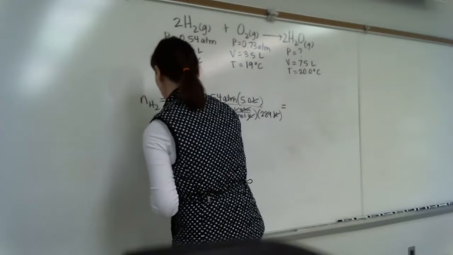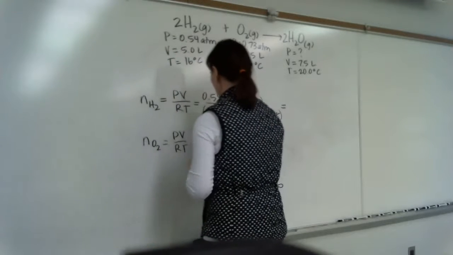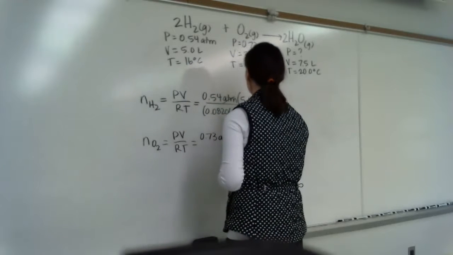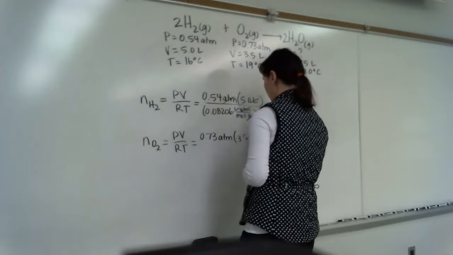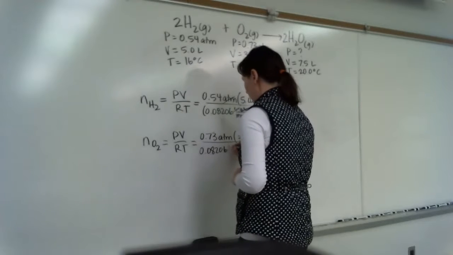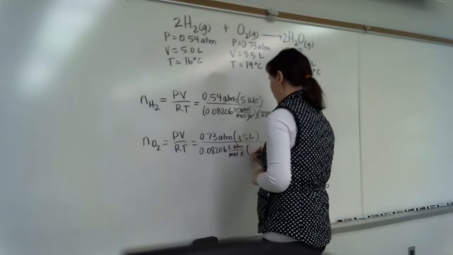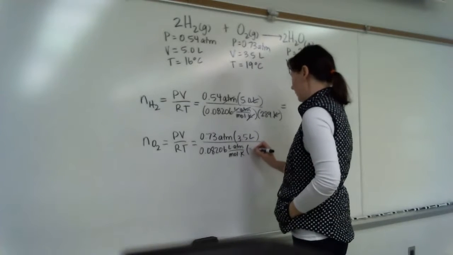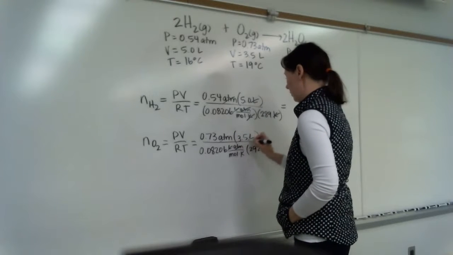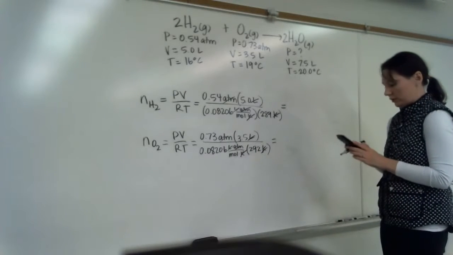Number of moles of O2 is also PV over RT. So 0.73 times the volume, 3.5, over 0.08206 liter atmospheres per mole Kelvin. And then what's my Kelvin temperature here? 292. Okay, so everything I want to go away goes away in terms of my units, which is good.